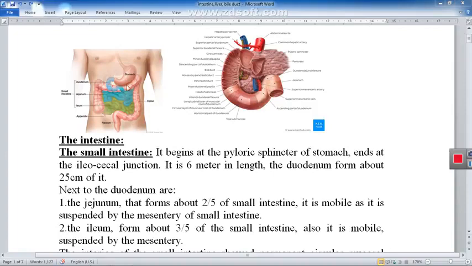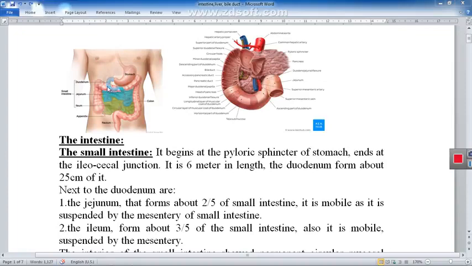Starting with the intestine, and specifically I will start with the small intestine. The small intestine is formed of the duodenum, then jejunum, and then the ileum that opens into the cecum. And of course the cecum is a large intestine. So duodenum, jejunum, and ileum are parts of the small intestine.